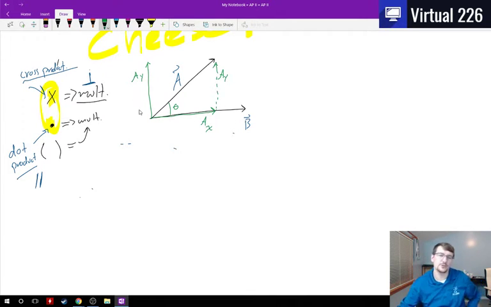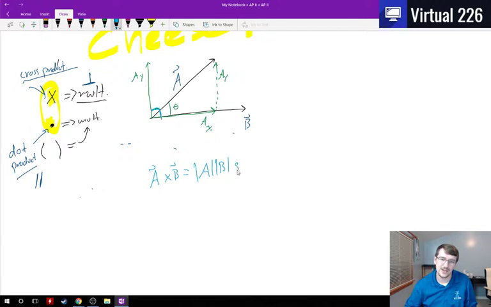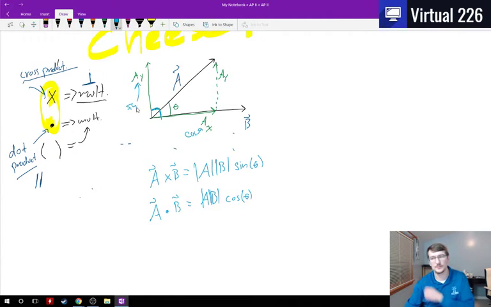And the cross product is only trying to multiply the perpendicular component to B, because A y and B are perpendicular. Which means that if you have A cross B, what you really have is the magnitude of A times the magnitude of B, which are absolute values, times the sine of theta. And for a dot product, you have A dot B, which equals the magnitudes of A and B times the cosine of theta, because the cosine gave you this and the sine gave you that.